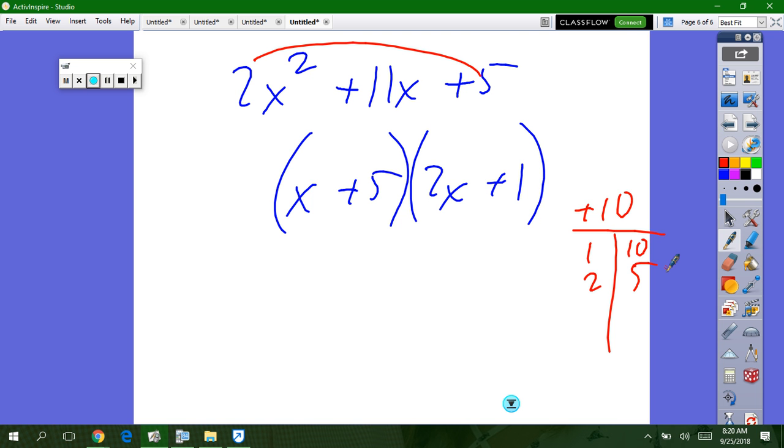Now, this is a positive 10. So what am I going to do to these numbers? I'm going to add them or subtract them. I'm going to add them. 1 plus 10 is 11. 2 plus 5 is 7. Which pair am I going to use? Notice I'm trying to get to 11.